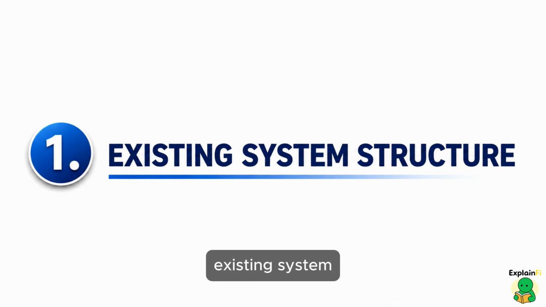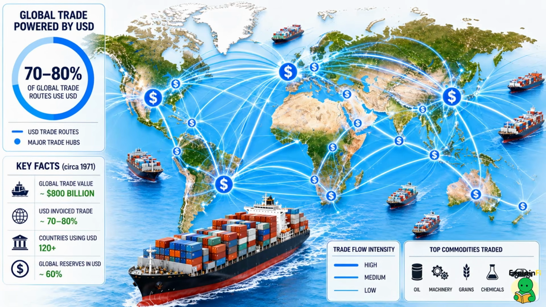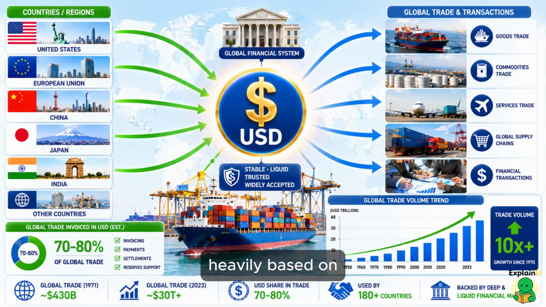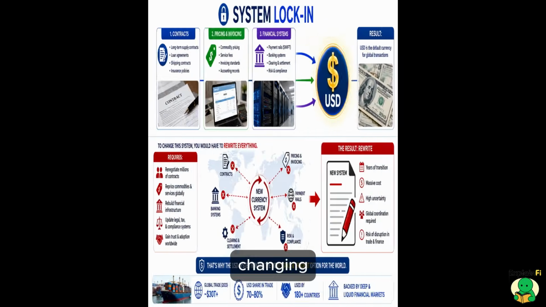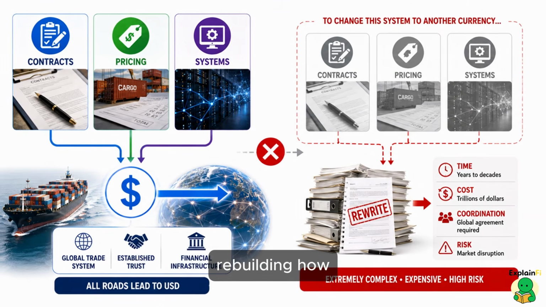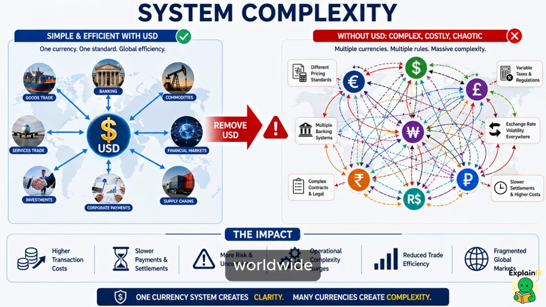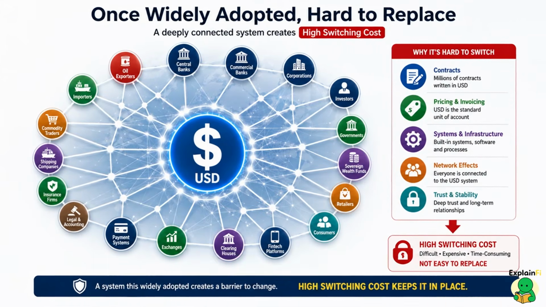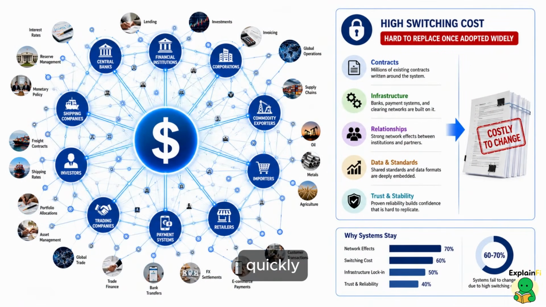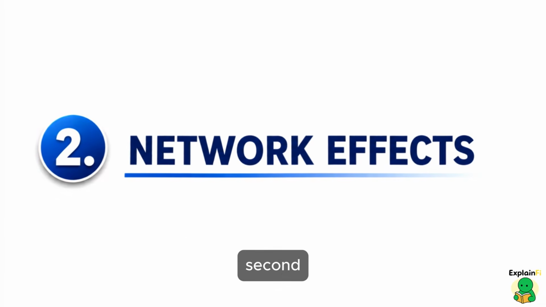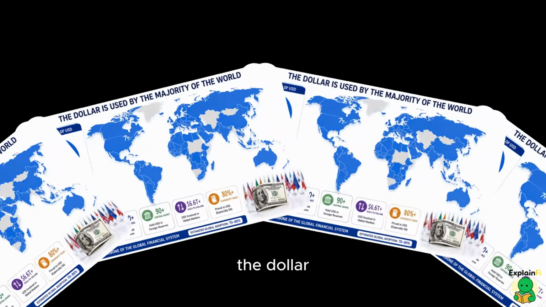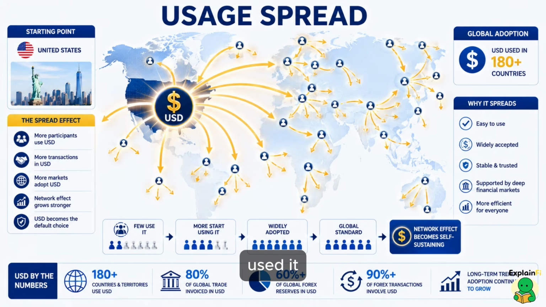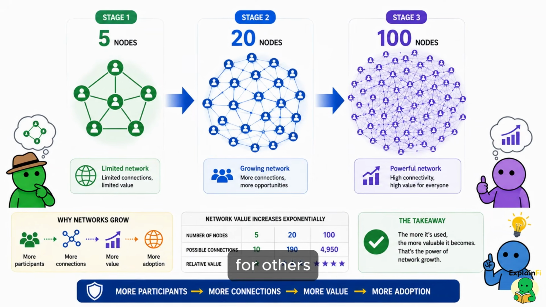First, existing system structure. By 1971, global trade was already heavily based on the dollar. Changing that system would have required rebuilding how transactions were conducted worldwide. Once a system becomes widely adopted, it becomes difficult to replace quickly. Second, network effects. The dollar was already used by many countries, and as more participants used it, it became even more practical for others to do the same.